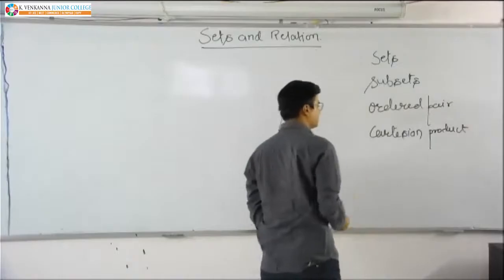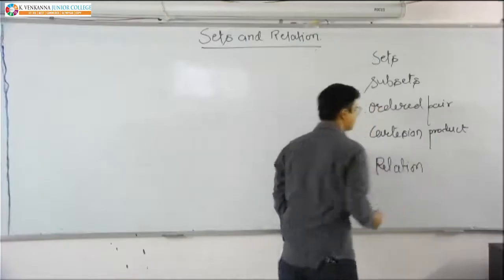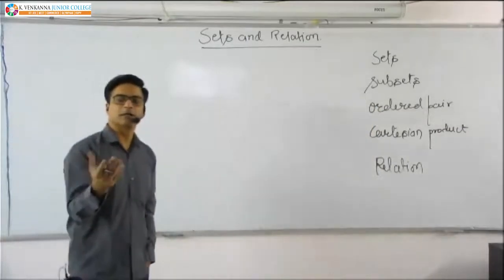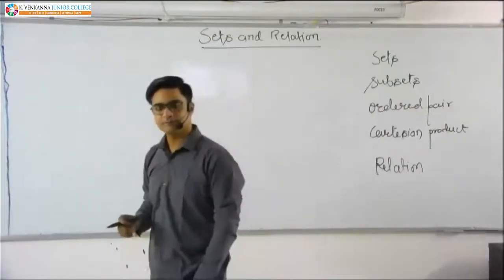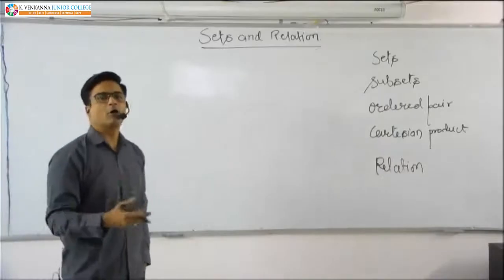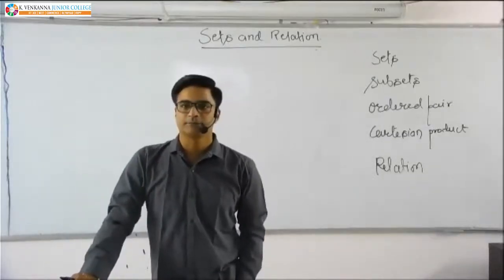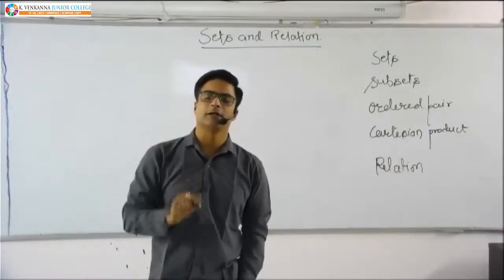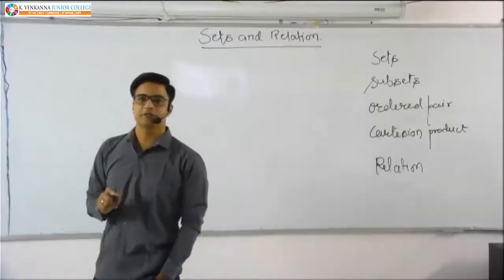And after Cartesian product, we covered relations. Okay, so sets we have already discussed. A set is nothing but a collection of numbers or well-defined objects with some conditions. The conditions are that the order of appearance of the elements does not matter, and any element can appear at max only one time. It cannot appear two times, it cannot appear three times. Only one time representation is enough.